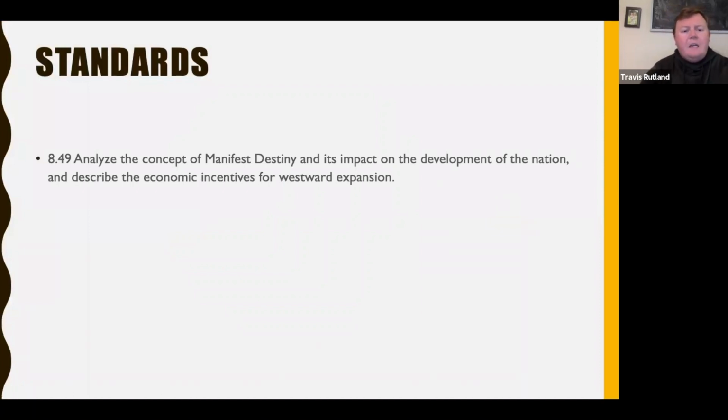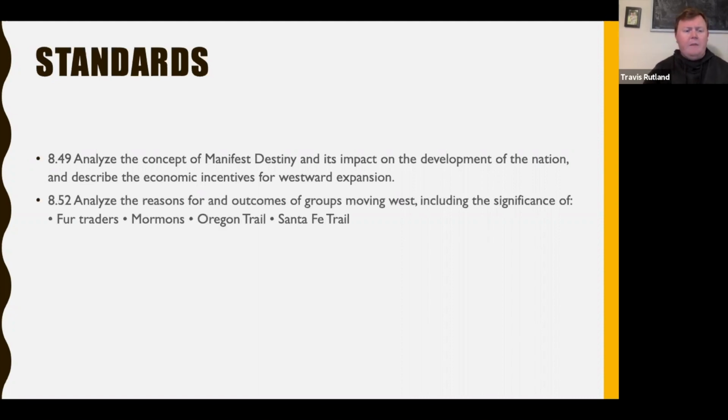We're going to analyze the concept of manifest destiny and its impact on the development of the nation and describe the economic incentives for westward expansion. Okay, so we're going to be looking at what manifest destiny is, the impact that it has on the United States and how we develop as a country. And we're going to look at some of the reasons for people going west. Okay, there's a lot of money involved in us moving toward the west. We're going to look at a few of those today.